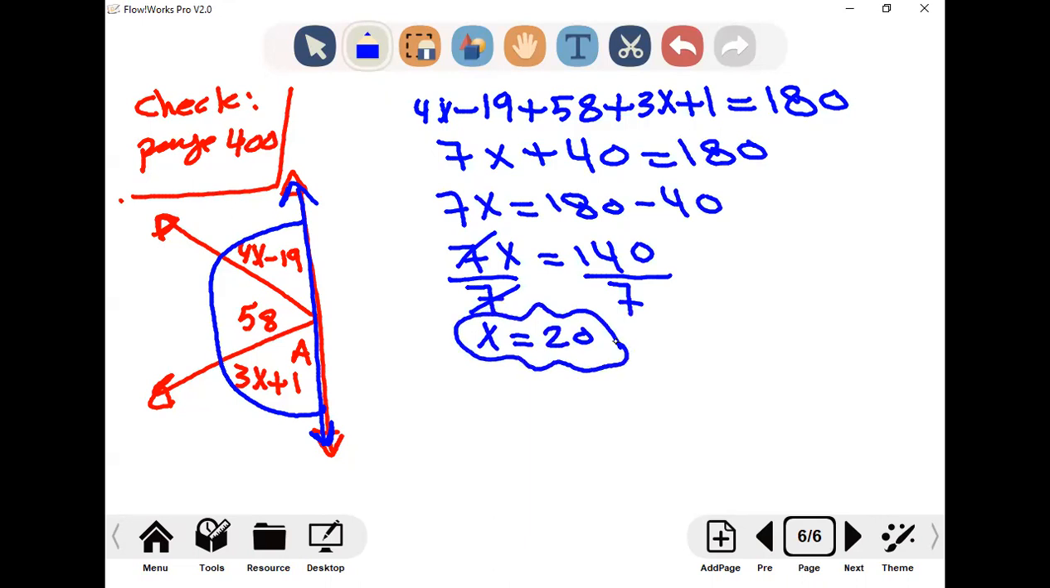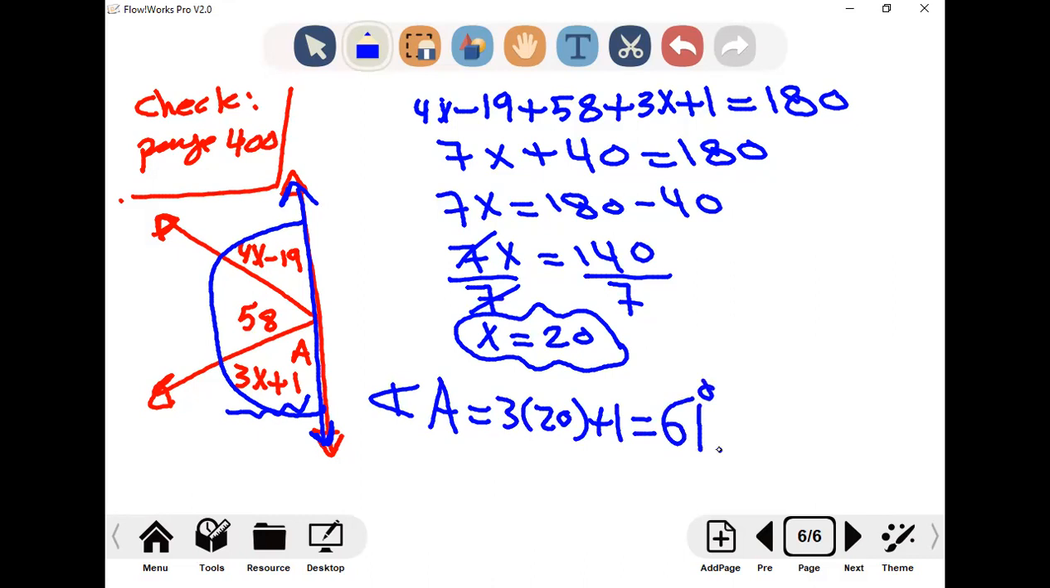Did I finish? No. We want what? Angle A. Angle A is what? Here is angle A, right? Is it 3x plus 1? I know x is how much? 20. So replace x by 20 to find angle A. So angle A equals 3 multiplied by x. x is 20, and 3 multiplied by 20 plus 1 equals 60 plus 1, 61 degrees. Done.